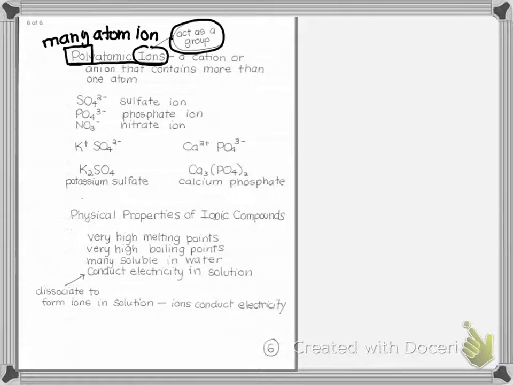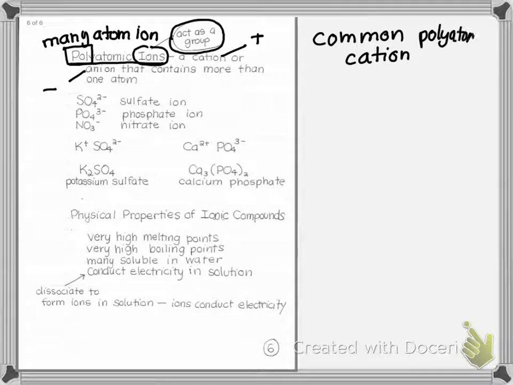So you can see the definition: a cation, which would be a positive ion, or an anion, which would be a negative ion, that contains more than one atom. I will tell you there's really only two common cations that are polyatomic ions. Two common polyatomic cations.